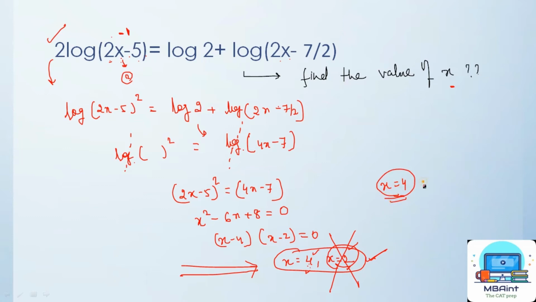So remember that CAT, NMAT, XAT will always try to trap you on these types of questions, right? Whenever you obtain the value of x, never forget to check the domain part. I've checked the domain part and I got to know there's only one possible value of x, that is x is equal to 4, right? So I hope you got the learning with this question. Let's move to a couple of questions more.